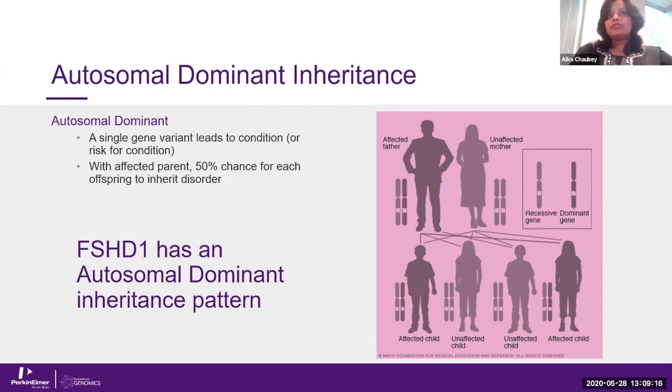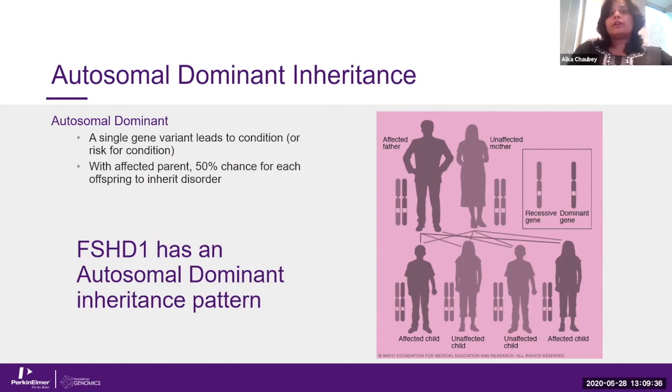Let me just explain to you with the help of this cartoon what this means. Autosomal dominant means that a single gene variant leads to the condition or risk for the condition. So what does that mean? If one of the parents is affected, there is a 50% chance of each offspring inheriting the disorder.